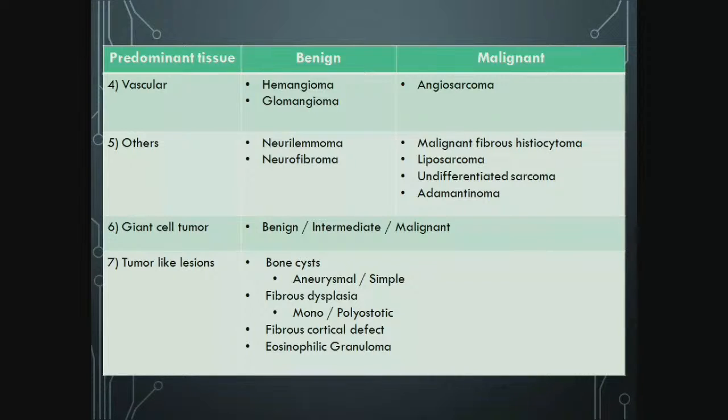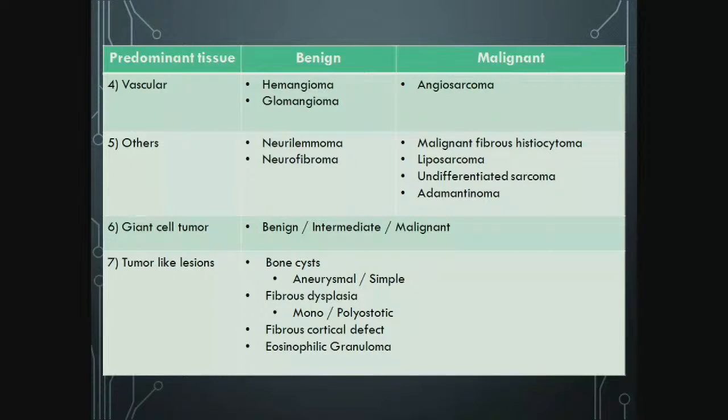Other tumor-like lesions resemble tumors but are not technically tumors, they cannot be classified as malignant or benign. These are bone cysts, aneurysmal bone cysts or simple bone cysts. Fibrous dysplasia again causes skeletal deformities. The X-ray picture appears to be that of a tumor, but it's a fibrous defect and not a tumor growth.